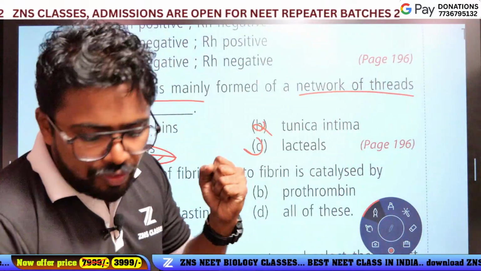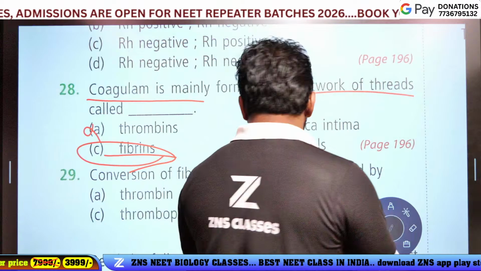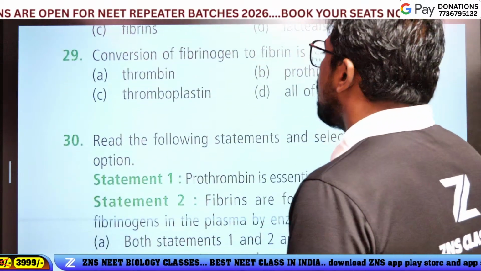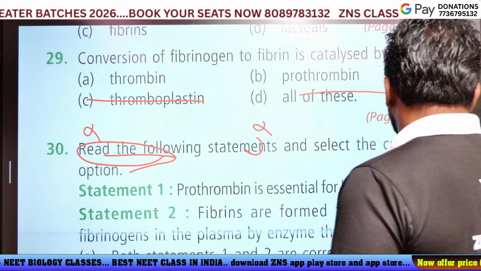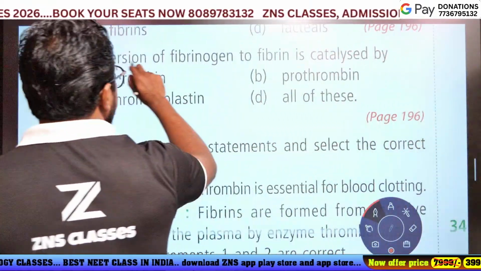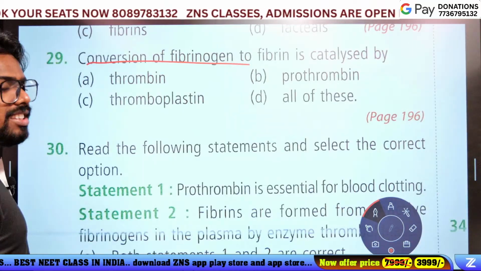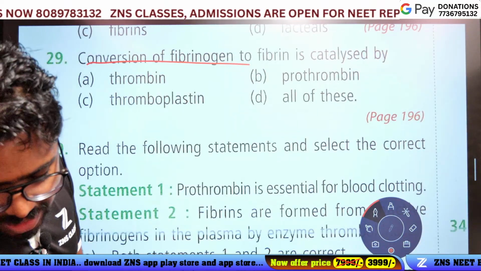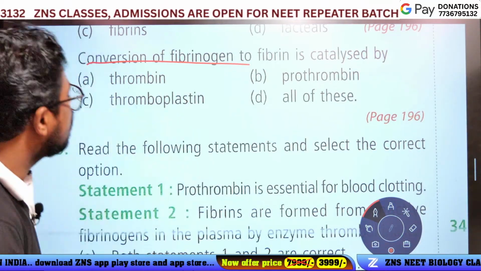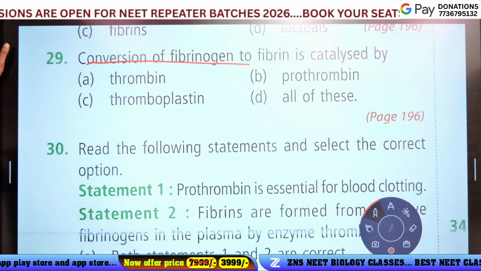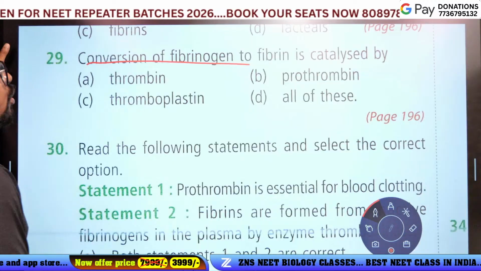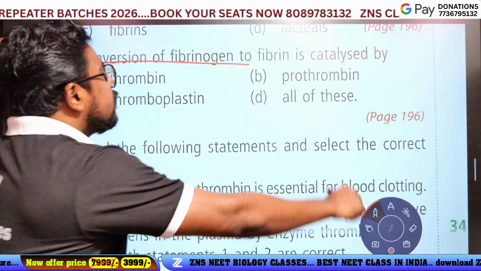Okay, guys, you can follow. Come on. The next question, the 29th question. The conversion of fibrinogen into fibrin is catalyzed by whom? Who is the catalyst for this reaction? The conversion of fibrinogen into fibrin is catalyzed by what?